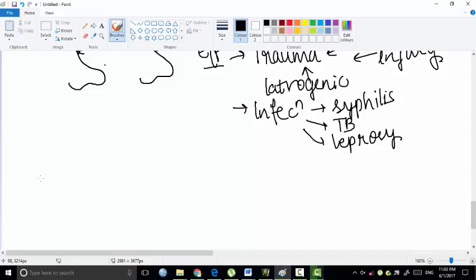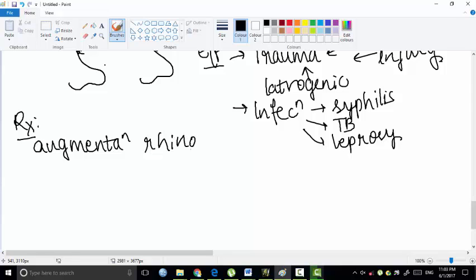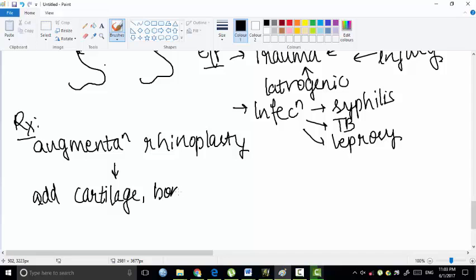So the main treatment for the saddle nose deformity is augmentation rhinoplasty. This is exactly opposite to reduction rhinoplasty. Here in augmentation rhinoplasty you will add some material, for example cartilage, or bone, or synthetic materials may be added.